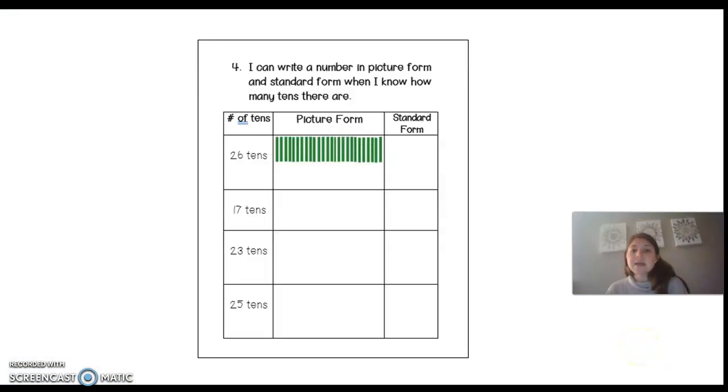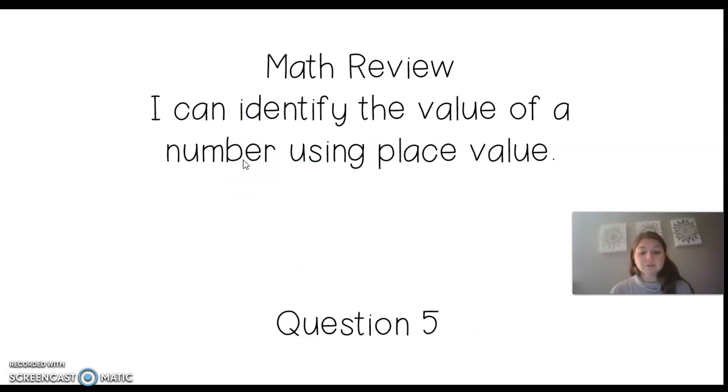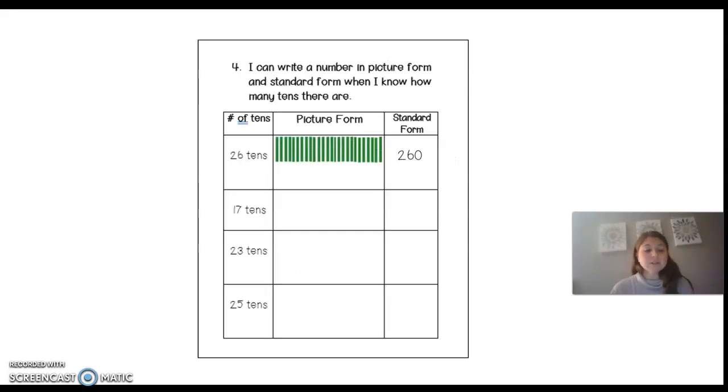You are going to complete number 4 in your packet. It tells you in the first column the number of tens. The first example says 26 tens. You're going to draw 26 tens in picture form using your base 10 blocks. Then circle the tens as you see in your packet to show groups of 100. Think about what the number is in standard form. You write standard form of that number in the final column. Pause the video now to complete the work.